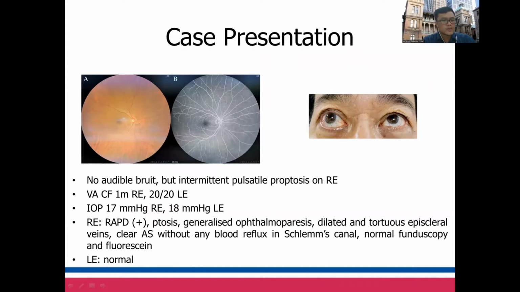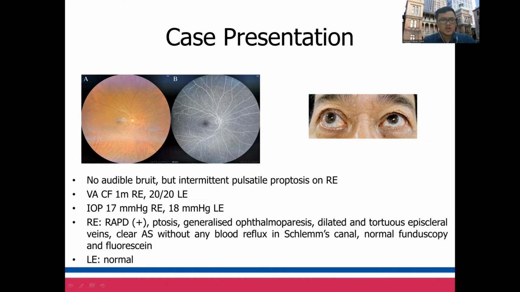There was no audible bruit, but we found intermittent pulsatile proptosis on his right eye, and the patient's vision was counting fingers at 1 meter in the right eye and 20/20 in the left eye. The intraocular pressure was normal in both eyes. In his right eye, there was RAPD positive and ptosis, generalized ophthalmoparesis, dilated and tortuous episcleral veins.